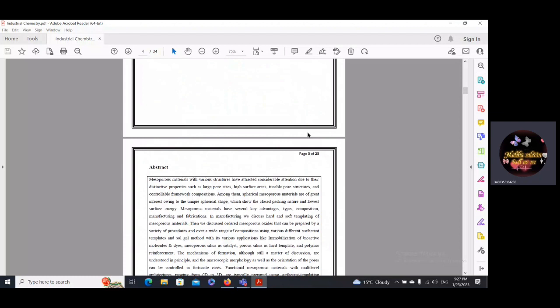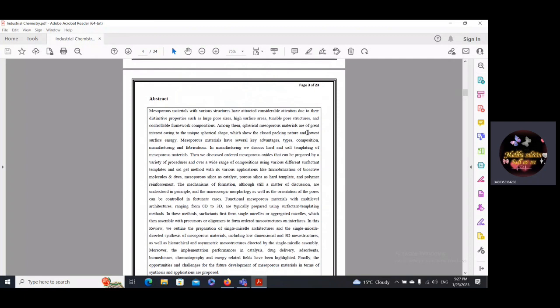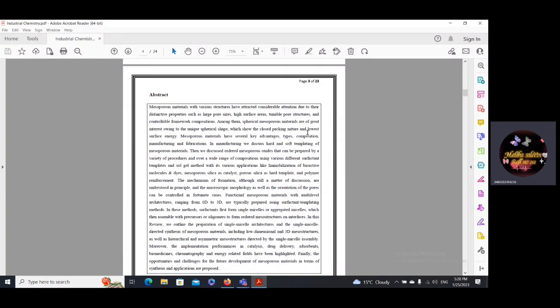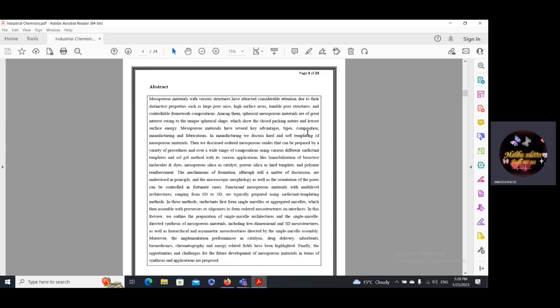First we discuss the abstract. Mesoporous materials with various structures have attracted considerable attention due to their distinctive properties such as large pore size, higher surface areas, and controllable framework compositions. Among them, spherical mesoporous materials are of great interest owing to their unique spherical shape, which shows close-packed nature and lower surface energy. Mesoporous materials have several key advantages, types, composition, and manufacturing and fabrication.